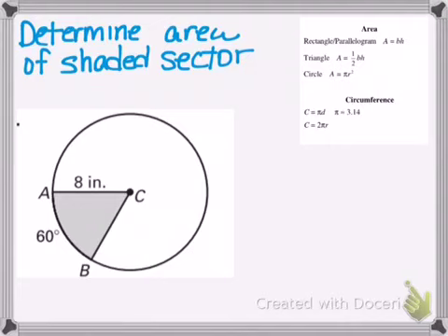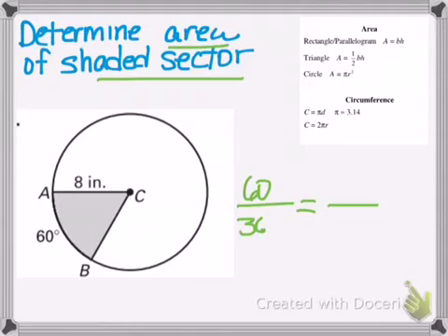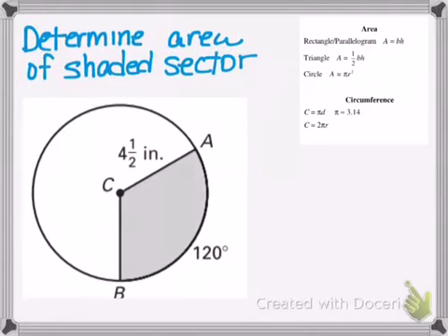Now, I want you to determine the area of the shaded sector using your formula sheet and the fact that they're similar. Set up your proportions. Part over whole equals part over the whole area. Determine the area of the shaded sector here. It might be easier if you use 4.5 in place of 4.5.